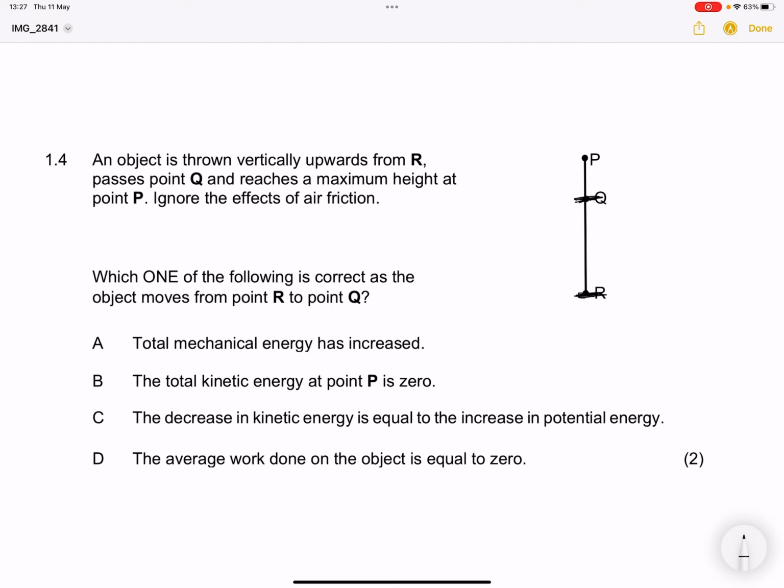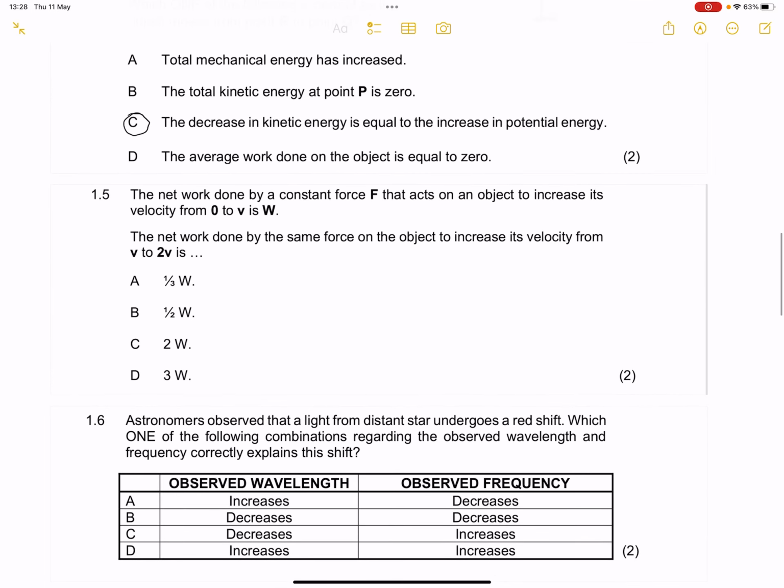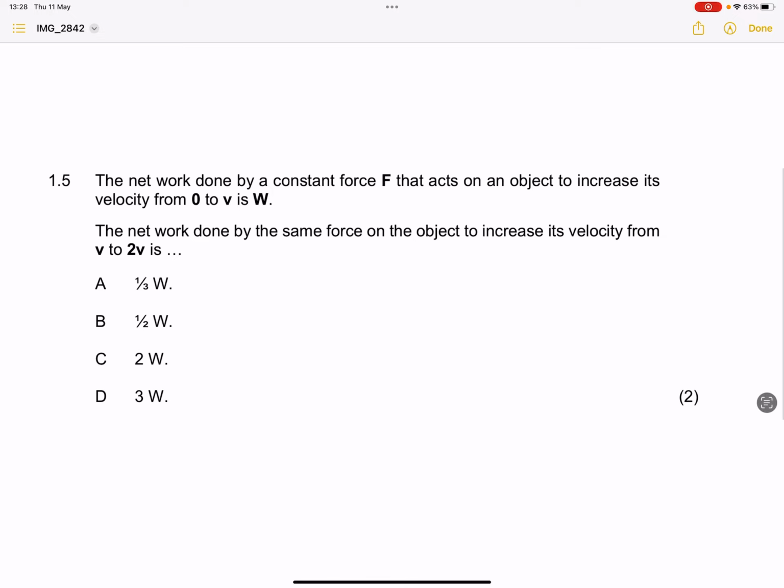That does look correct. Remember, in this case, we know that it's an isolated system, so you are losing kinetic energy, but you are also gaining potential energy. So that would be true, right? They say in D, the average work done on the object is equal to 0. That would not be true at all, right? Now, let's go on to the next one.